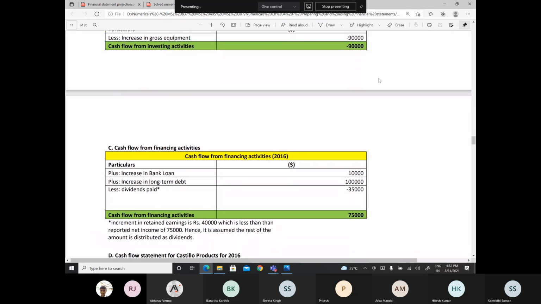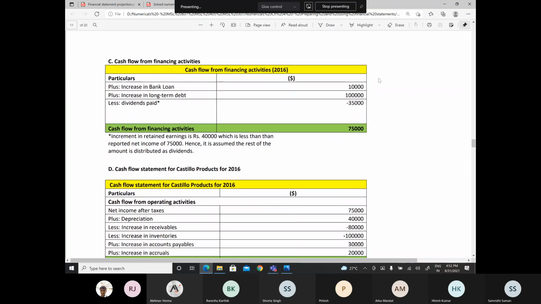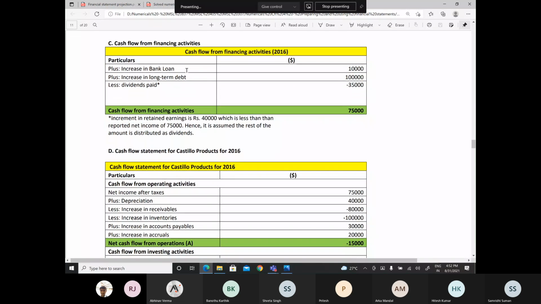Then we look at the cash flow from financing activities. So we have an increase in bank loan over 2015 of 10,000. So that is where money has come in. Plus we have an increase in long-term debt also. So that is 100,000. Minus we have paid dividends of 35,000. So how has the dividend amount arrived? That is because the increment in retained earnings is 40,000, which is less than the reported net income of 75,000.